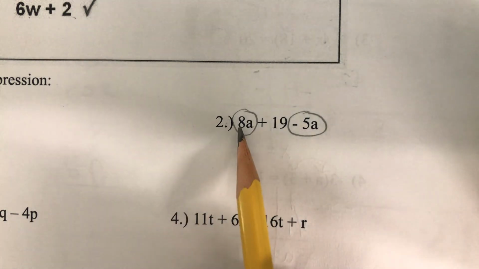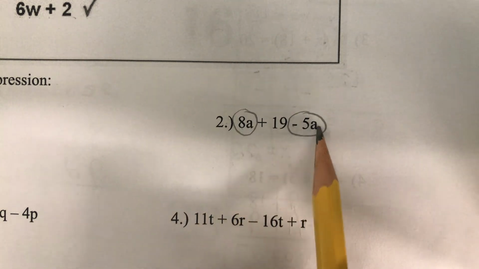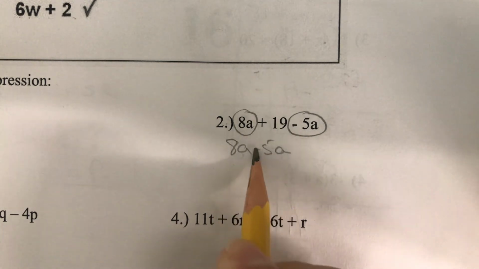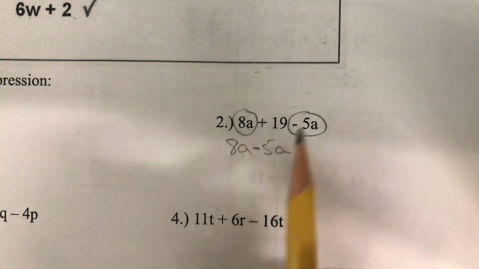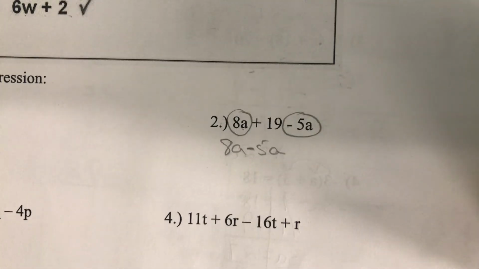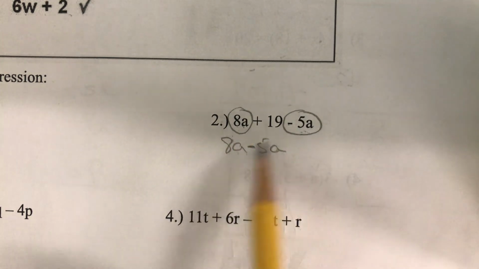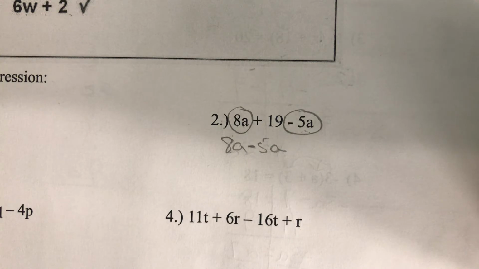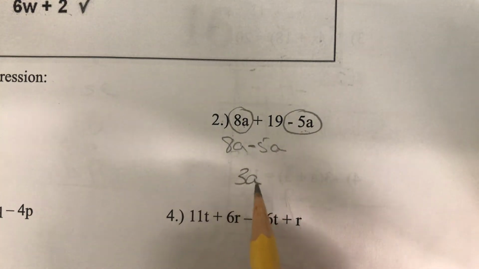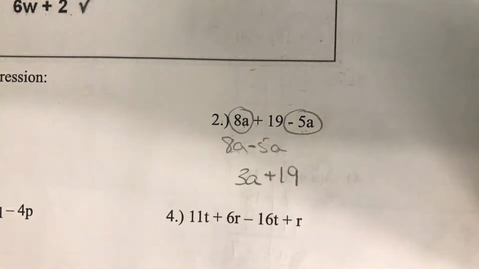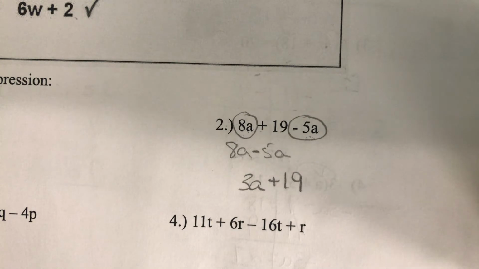So we're going to do 8a minus 5a. Again, if you want to regroup, you can, but you don't have to. If you're okay with circling, or some of you might be okay with just seeing it, but I do suggest that we do something if we circle or if we rewrite. So 8a minus 5a is 3a, and then this plus 19 just stays because we can't add or subtract it with any other number.